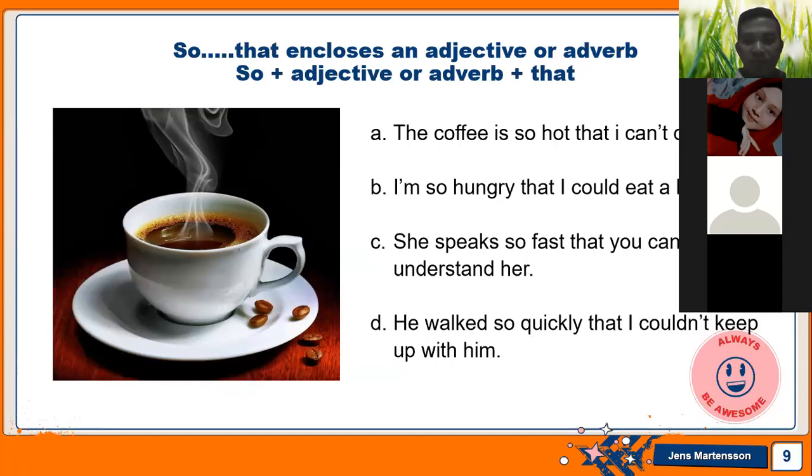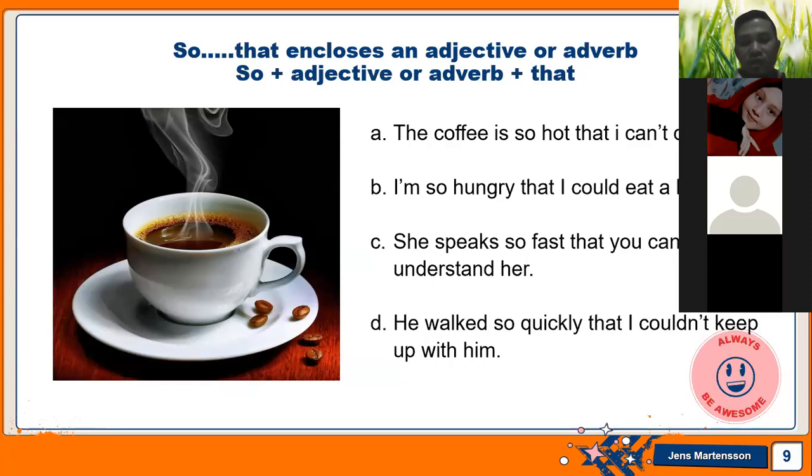Or connected with what? Adverb, sir. Adverb. He walked so quickly that I couldn't keep up with him. So quickly is adverb. Quickly is not adjective. So is connected with adverb here, and then after adverb is connected with that. Understand? Yes, sir.